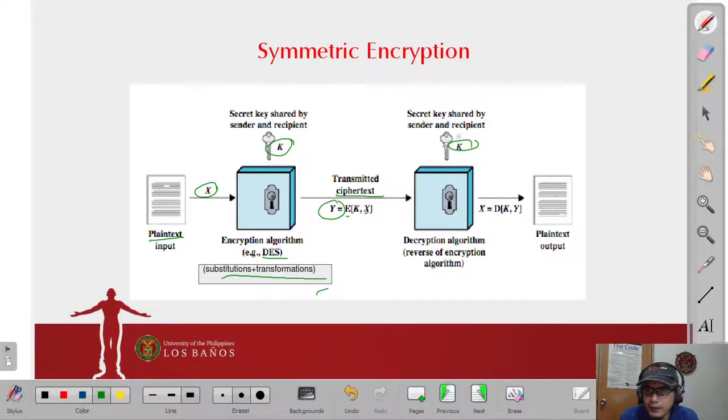And at the recipient end, we're going to have a key, the same key as the sender, and then it will be run through the decryption algorithm, which is the reverse of the encryption algorithm, to retrieve the plain text output. So you have the ciphertext, you have the decryption algorithm, you have the same key, and you get the plain text. That's the basic idea behind symmetric encryption.